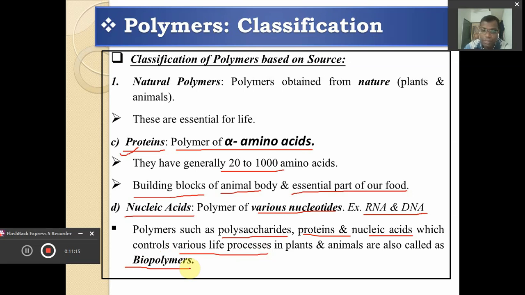These are essential for the life of living organisms, and that's why these are also called biopolymers. Biopolymer in the sense that the polymer is essential for the life processes. That's why these polymers are called biopolymers.